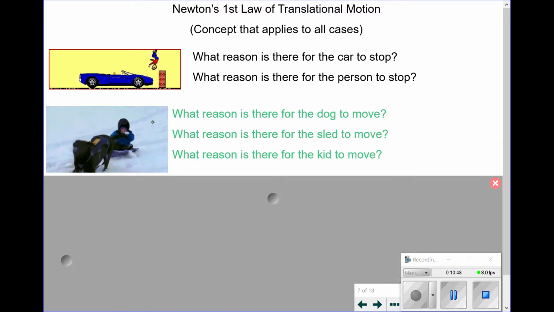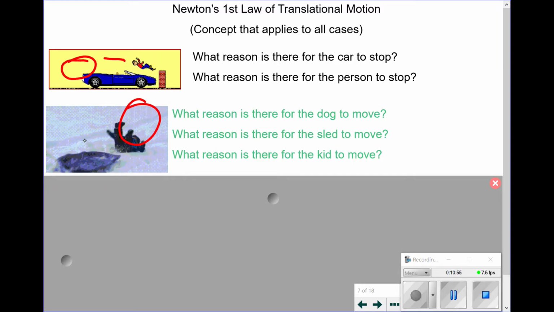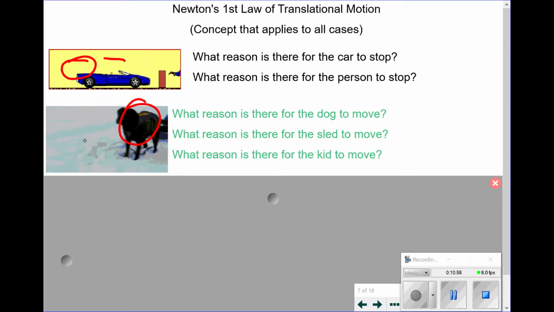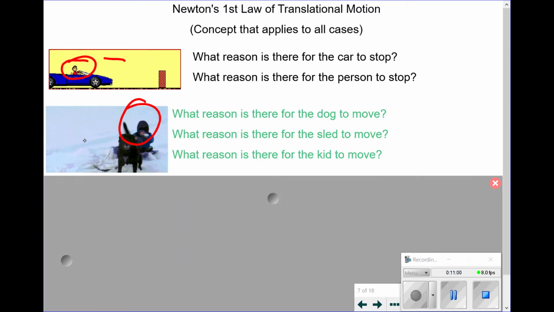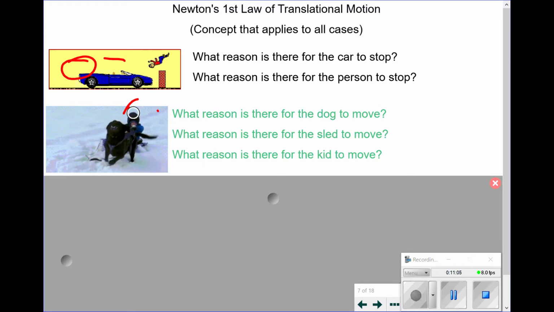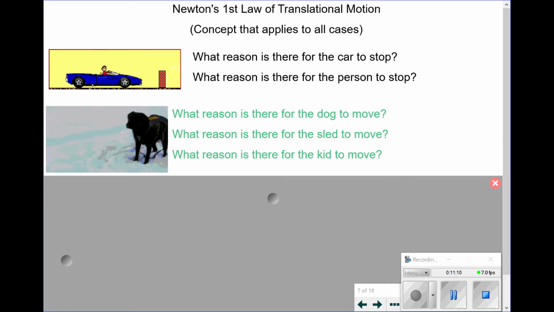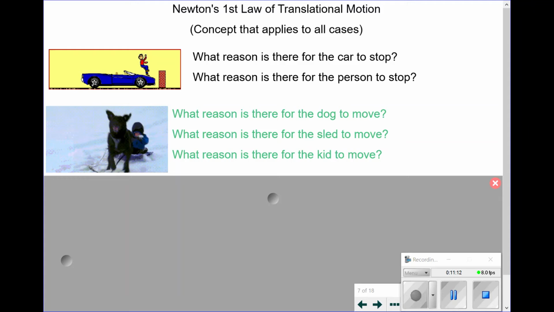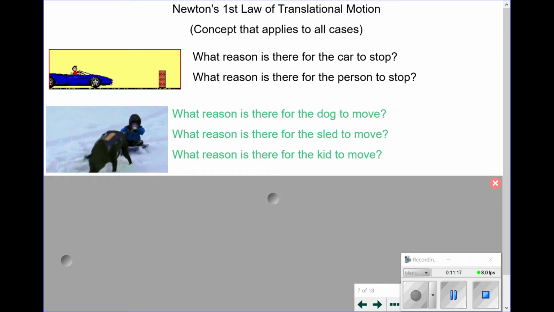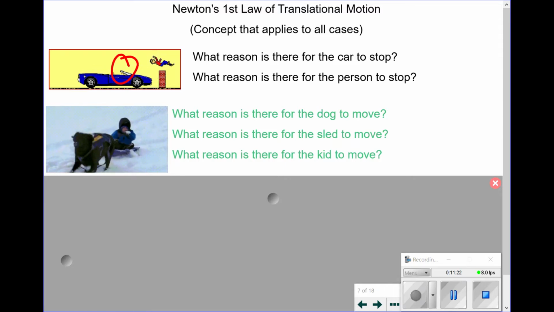But the bottom line is there's no reason for this kid to move. Just like there is no reason for this person to stop moving, there's no reason for this kid to move. There's no external force that's going to push the kid forward. We do have external forces on the kid pushing downward because of gravity, and upward, which is the force of the sled, but nothing forward. So if you're telling the kid you should move, the kid's response is, why should I? If you're telling this guy, hey, you should stop, why should I?